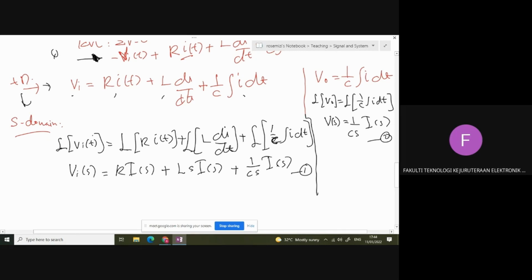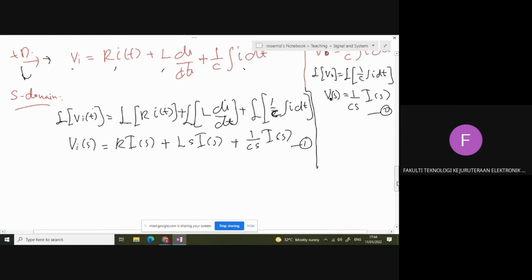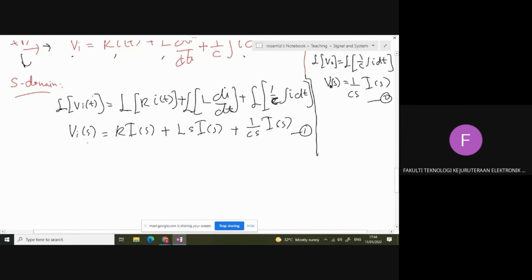If you have any question, just stop me. This one is Vout. Finally, so now we have Vin in S domain and also Vout in S domain.